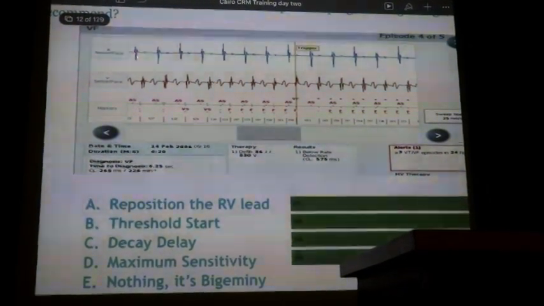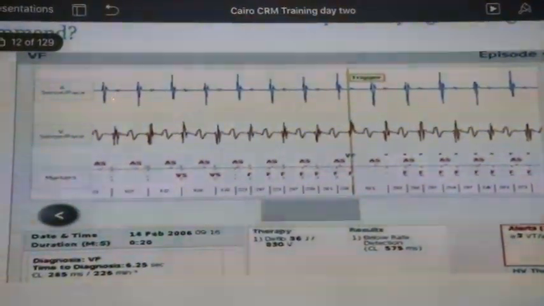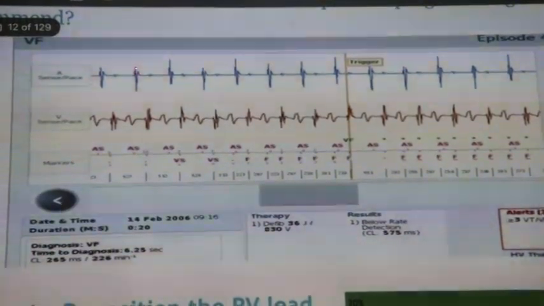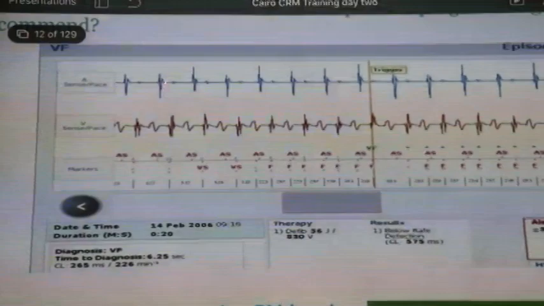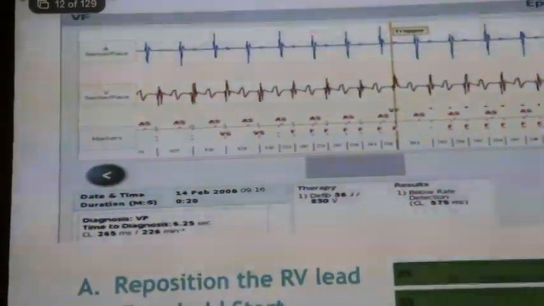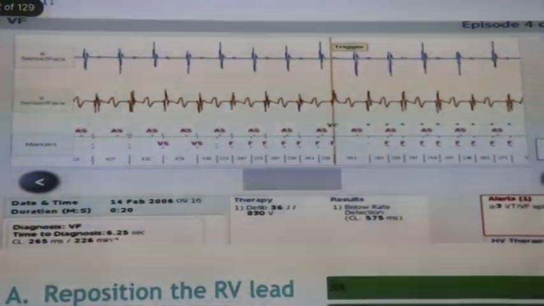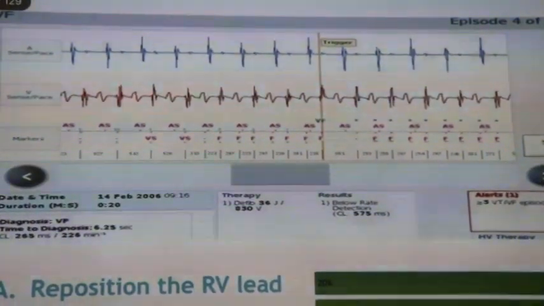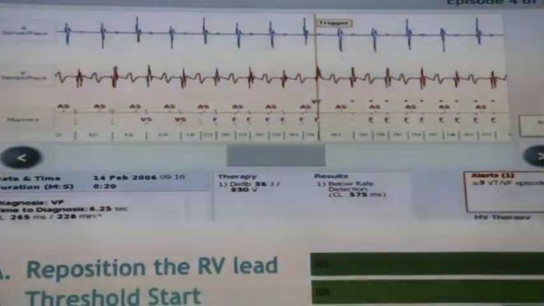So P wave, R wave, far field R wave, that's not being sensed, but it's there. If you look at the atrial channel, I can tell exactly what rhythm this patient's in. I'll go P wave, R wave, P, R, P, R, P, R, it's in sinus rhythm. The guy's in sinus rhythm, but the device is saying it's VF. Well, that's nonsense, because I've just seen that he's in sinus rhythm from his atrial channel. He's sensing the P waves.